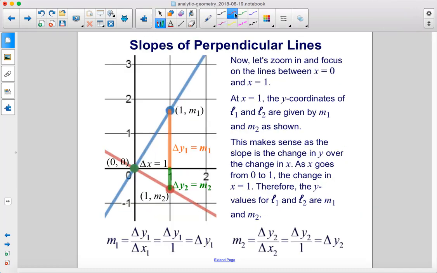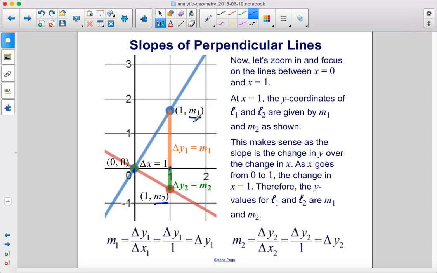Now, let's zoom in and focus on the lines between x equals 0 and x equals 1, so from 0 to 1. At x equals 1, the y-coordinates of L1 and L2 are given by m1 and m2, as shown. This makes sense as the slope is the change in y over the change in x. As x goes from 0 to 1, the change in x equals 1. Therefore, the y values for L1 and L2 are m1 and m2.